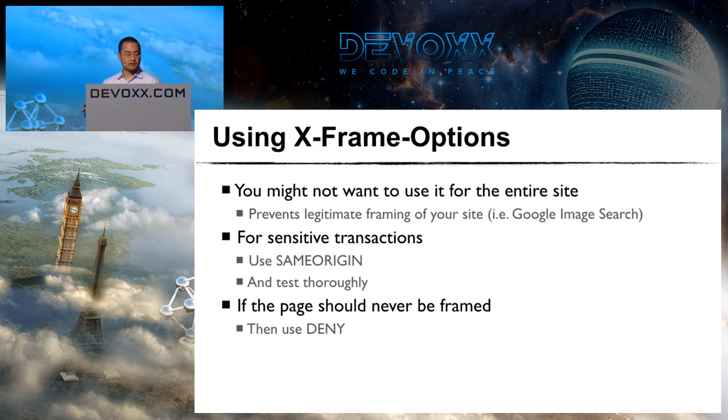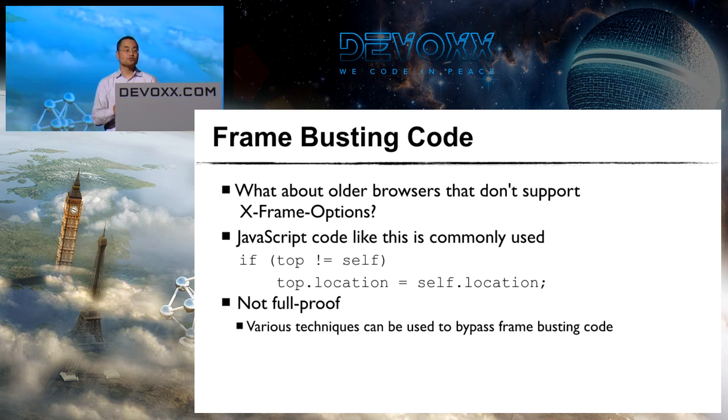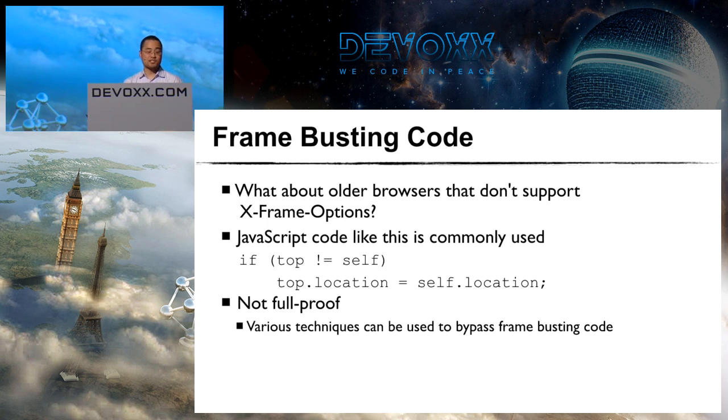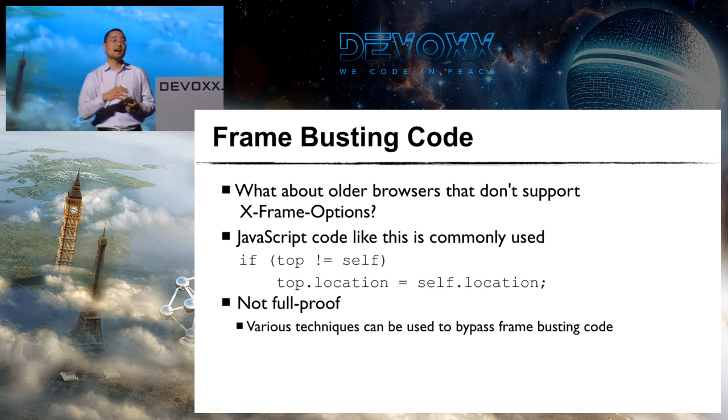So if I switch back to the slides, just some word of warning here. You might not want to use it for the entire site, because in some places it prevents legitimate framing in areas where you might want your site to be framed, like Google image search. For sensitive transactions, I recommend using the same origin value. Make sure you test it thoroughly. But of course, if the page should never be framed, just go ahead and use deny.